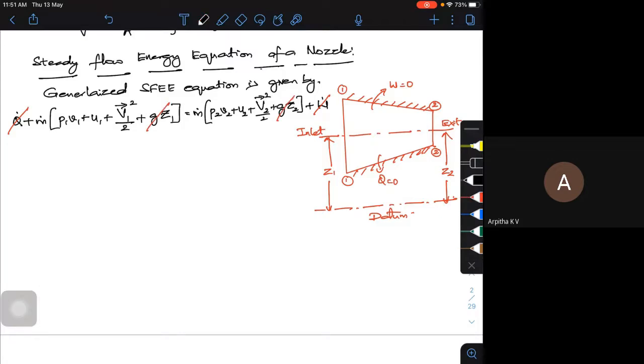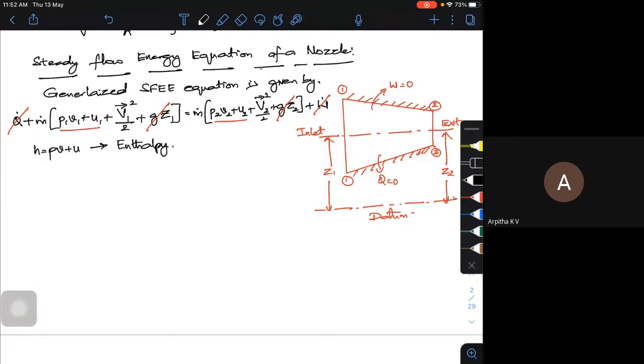Now at the same time, what is this quantity? We know that we have defined enthalpy. H is equal to U plus PV or PV plus U, whatever it may be. So H is equal to PV plus U. So this is your enthalpy.